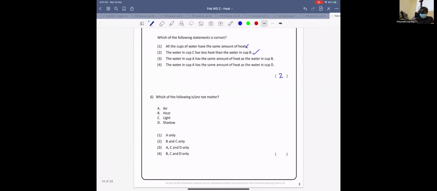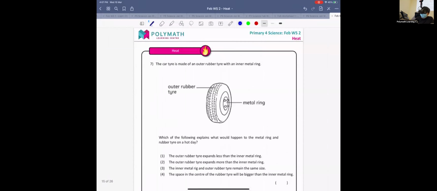Okay, so 6. Which of the following is not matter, even though it has heat? Do we know what's the answer? 4. Air is a matter. Heat is not a matter. Light is not a matter. Shadow is not a matter. Answer is 4. Question 7.